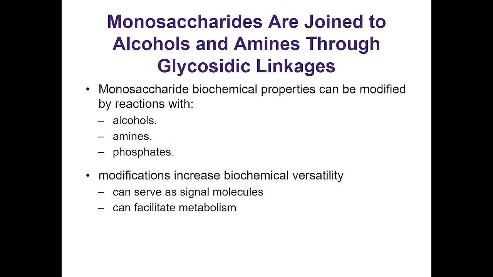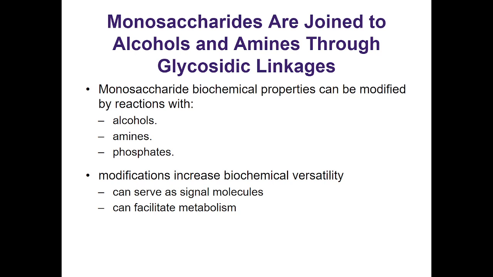The monosaccharides are going to be joined to alcohols and amines through glycosidic linkages. The monosaccharides' biochemical properties can be modified by reactions with the following: alcohols, amines, phosphates. You're probably not super surprised about that if you remember any of your organic chemistry, right? This is literally just the list of common nucleophiles that react with carbonyls, right? So modifications are going to increase biochemical versatility. These can serve as signaling molecules.